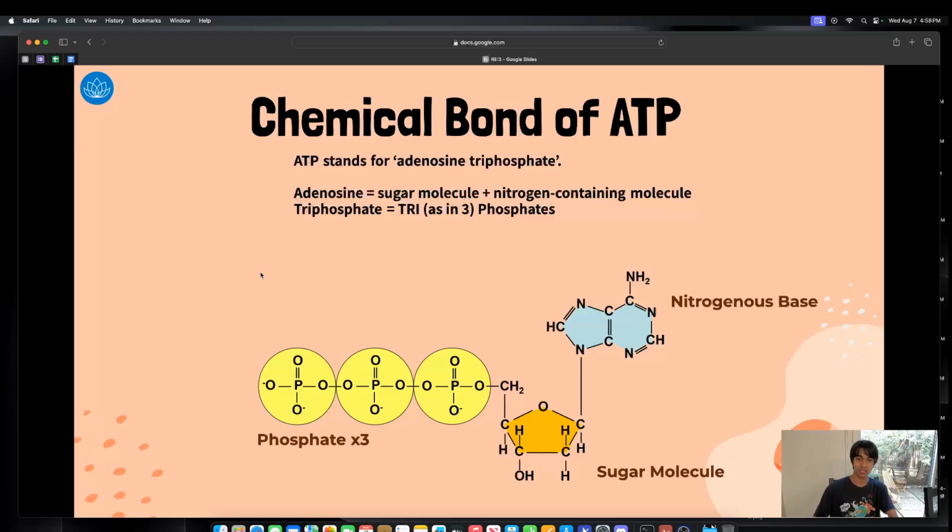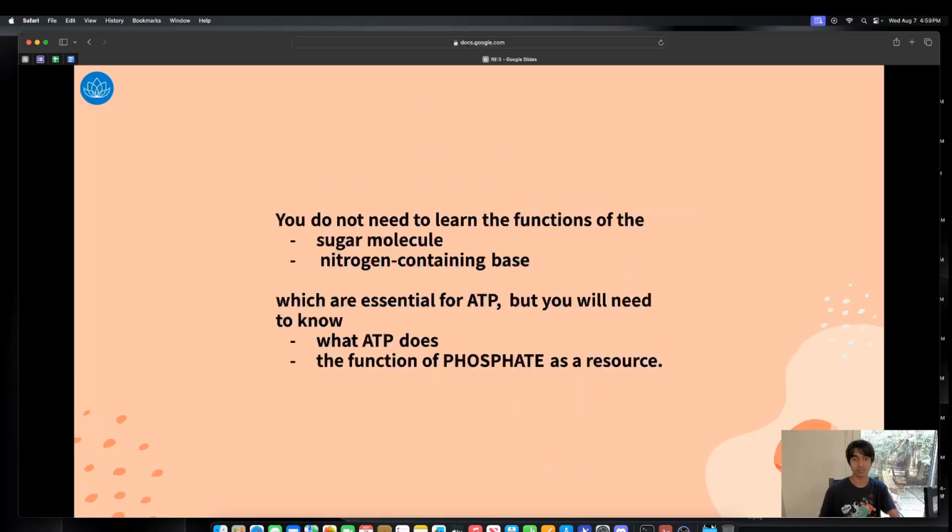So let's get started with the rest of the lesson. I would also like you guys, please jot this down on your paper, especially the structure of this molecule, because it's really important, and especially the phosphate. Please note that there are 3 phosphate molecules. You do not need to learn the functions of the sugar molecule or the nitrogen containing base in this class, which are essential for ATP, but you will need to know what ATP does and what the function of phosphate is as a resource.